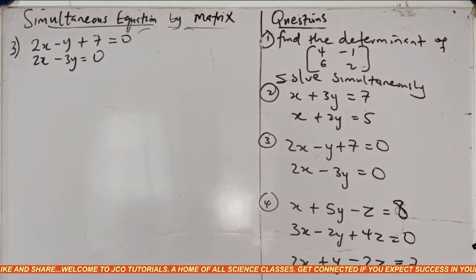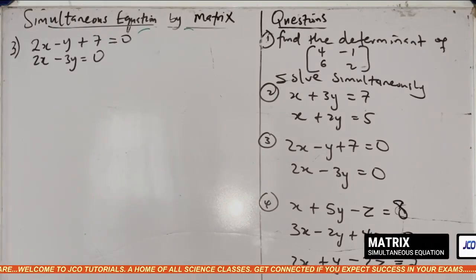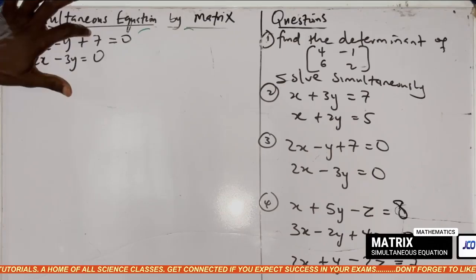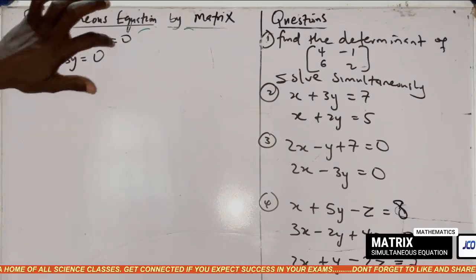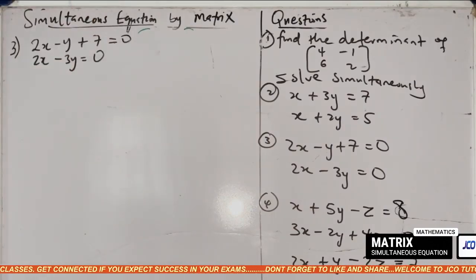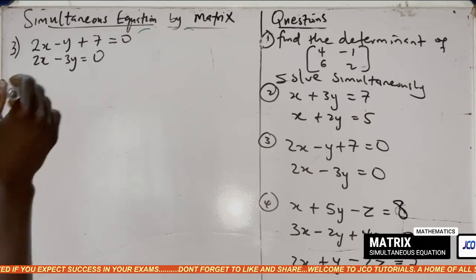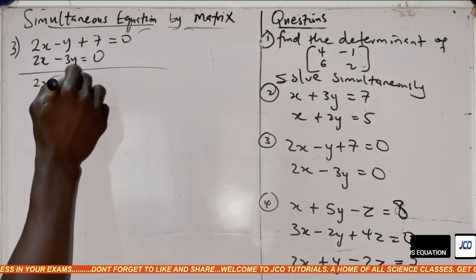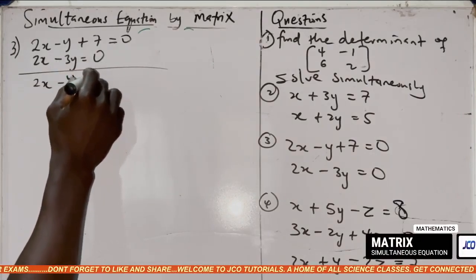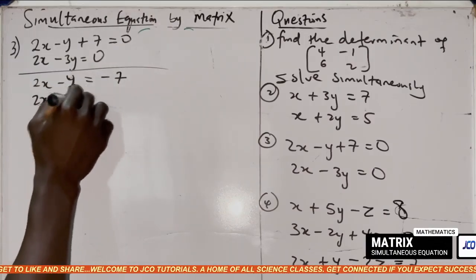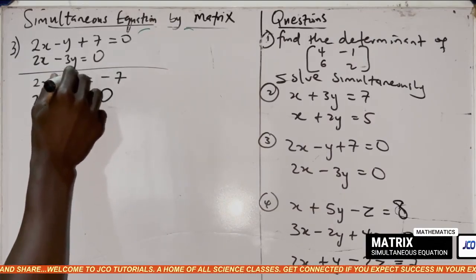If you notice here, your x is in one line, your y in one line, but your 0 is not in one line with this. Because the equality sign is here, equality sign is here, you have to make this first equation look like this. And how do we do so? You move your 7 over to the right hand side. You have 2x minus y is equal to 7 goes over, becomes minus 7. Then you have 2x minus 3y equal to 0.